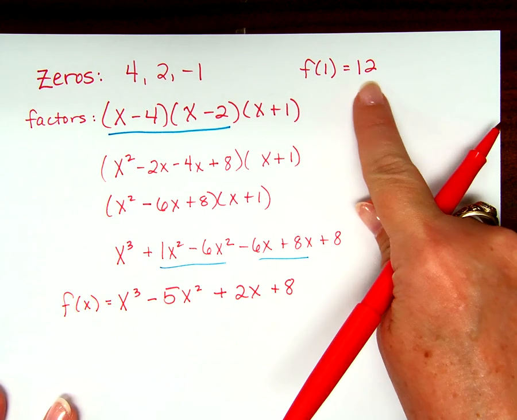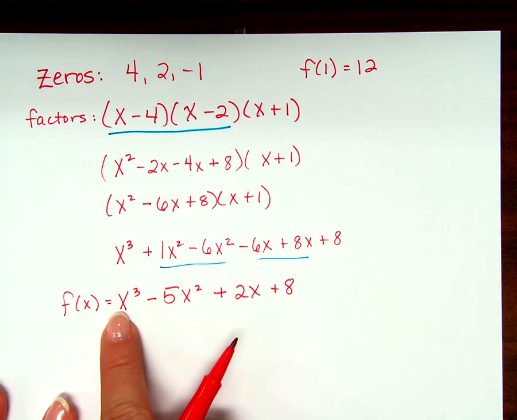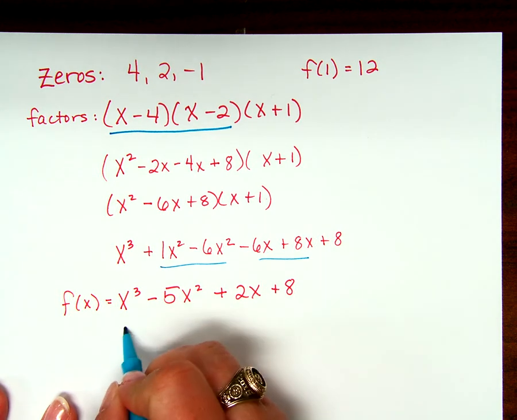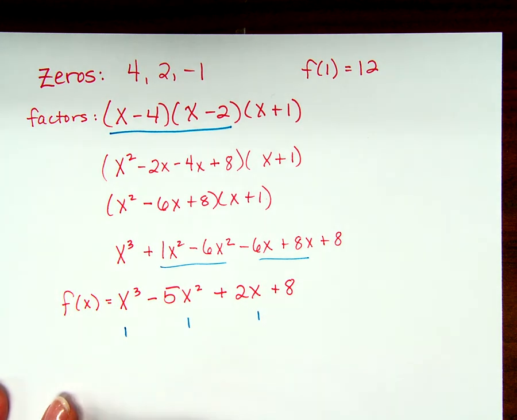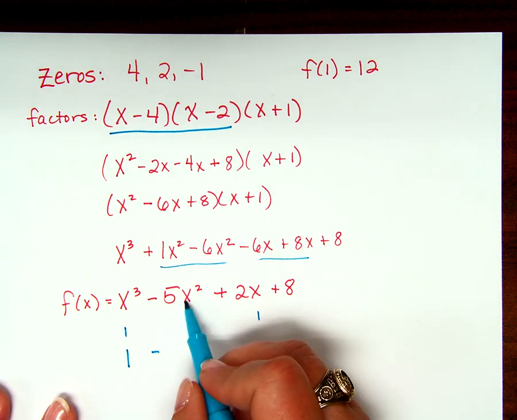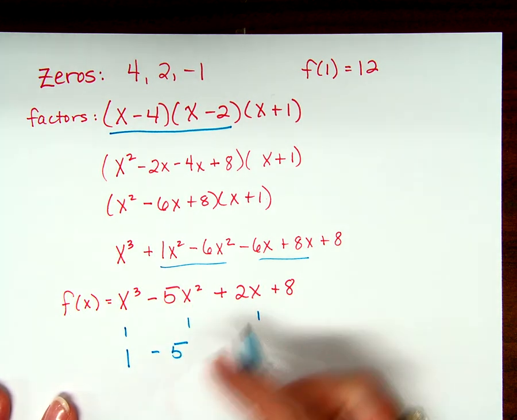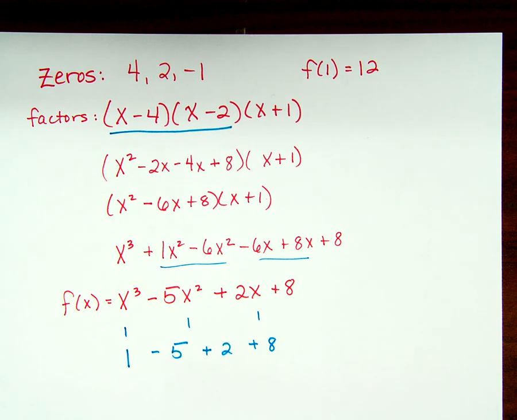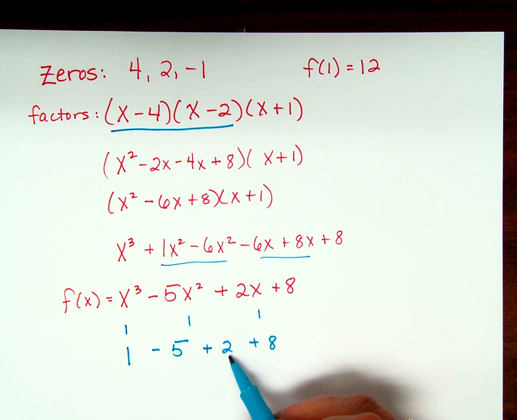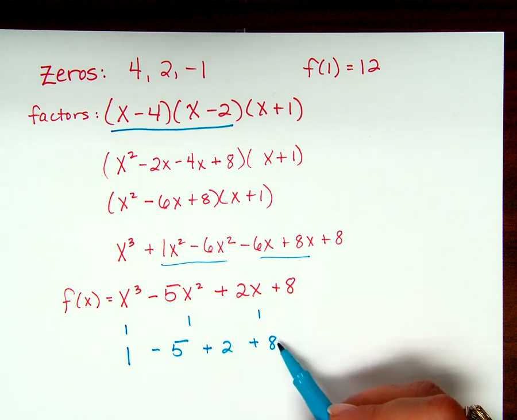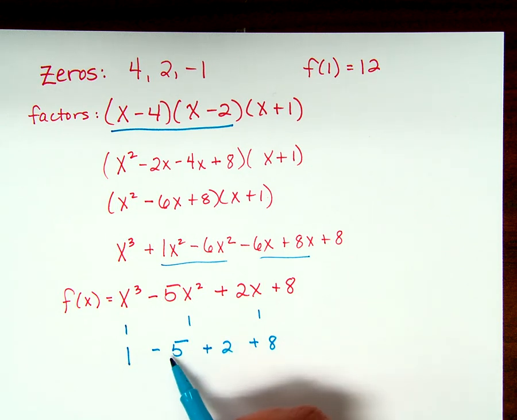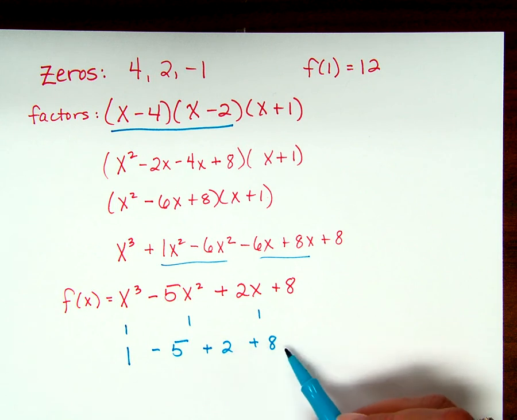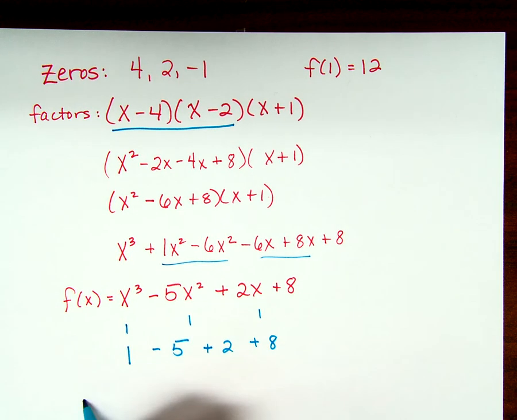And that's what I think my function is, right? Except I know that f of 1 has to equal 12. Well, what happens if I plug in a 1 right here? If this is a 1 and this is a 1 and this is a 1. Well, what's 1 cubed? 1. What's 1 squared? 1 times negative 5? Negative 5. And what's 2 times 1? And then plus 8. So what's 1 minus 5? Sorry. 1 minus 5 is negative 4. Plus 2 is negative 2. Plus 8 is what? If I plug 1 right here, I get a 6.